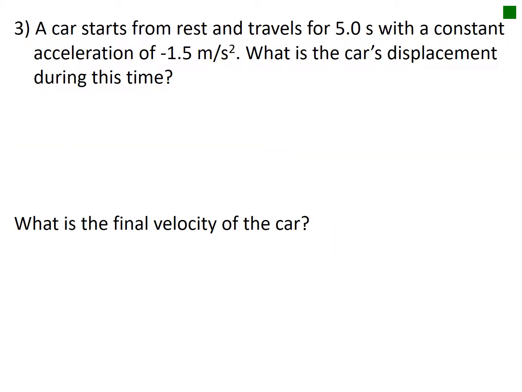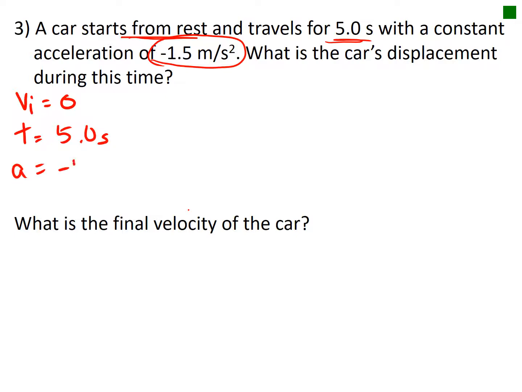Okay, and then our last problem that we're going to do together says a car starts from rest and travels for 5 seconds with a constant acceleration of negative 1.5 meters per second squared. What is the car's displacement? So if the car is starting from rest, our VI is 0. The time is 5 seconds. And the acceleration is negative 1.5 meters per second squared. And we want to know what's the final position of this car after 5 seconds.